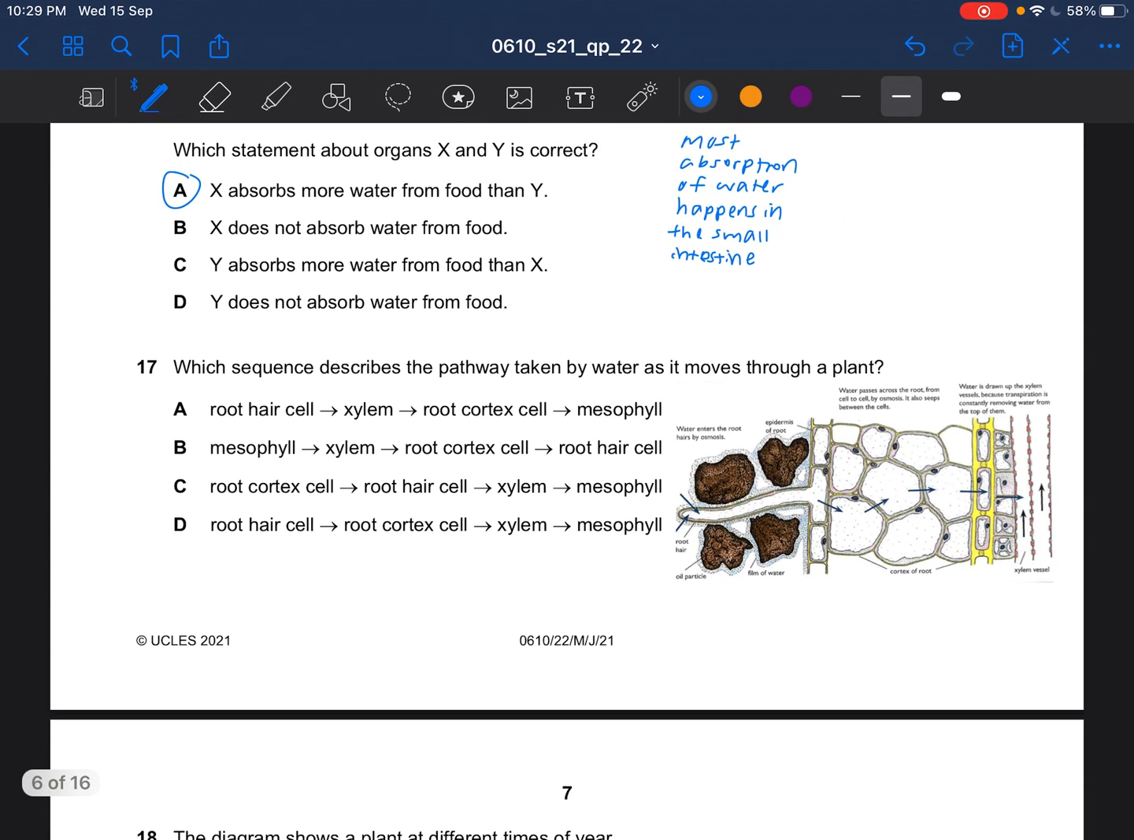Next question, which sequence describes the pathway taken by water as it moves through a plant? So it starts from the root hair cell, so it's not B, not C. Then to the root cortex cell, to xylem and mesophyll, so the answer should be D. It's not from the xylem to root cortex cell, so it can't be A.